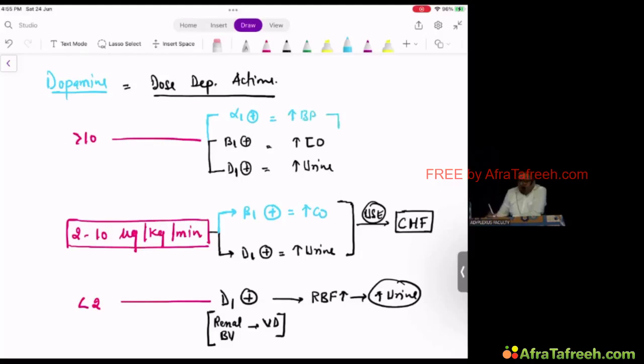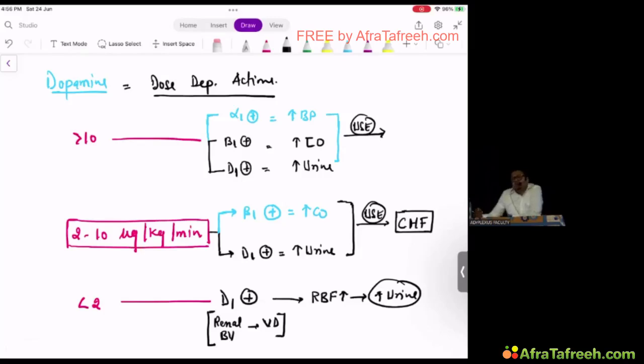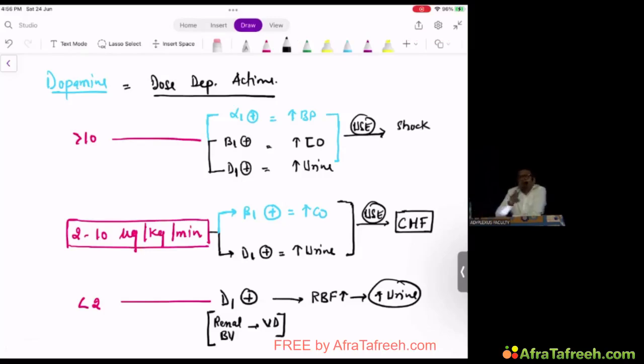You combine all of them, what is the use that is coming out? Why do you want to increase BP of any subject, any patient? For treatment of what? Shock. So for treatment of shock, try to understand, we want to increase BP. BP can be increased by causing vasoconstriction. You constrict the vessels, BP will go up. So we have several alpha 1 agonists available in market.